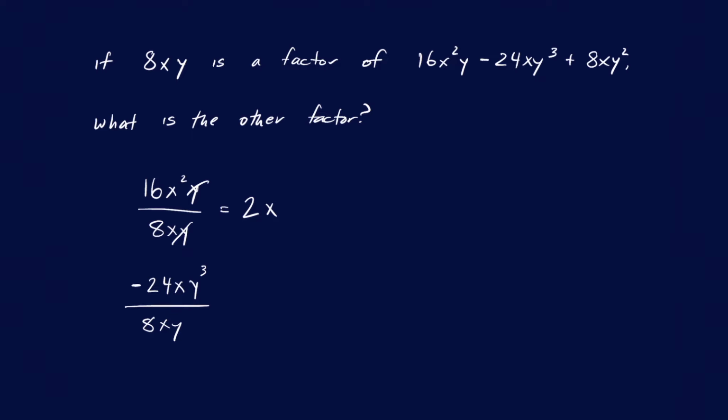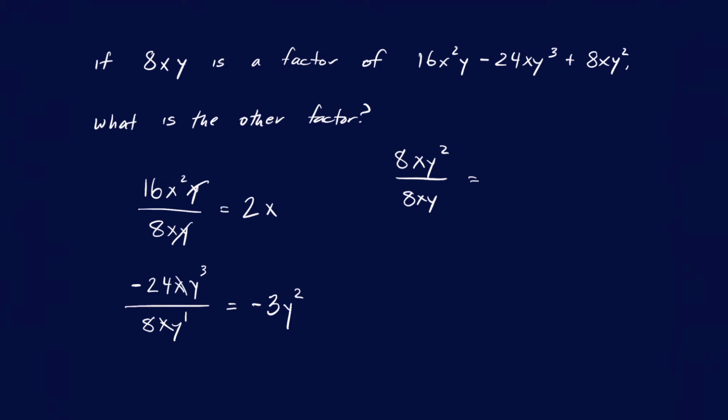So we have negative 24 divided by 8, which is equal to negative 3. Remember the negative sign. Then we have x divided by x, which is 1. So we just cancel them out. And then we have y cubed divided by y. And remember, this y has an invisible exponent of 1, so we get y squared, since 3 minus 1 is 2. Then the last step is going to be the last term, which is 8xy squared divided by 8xy.